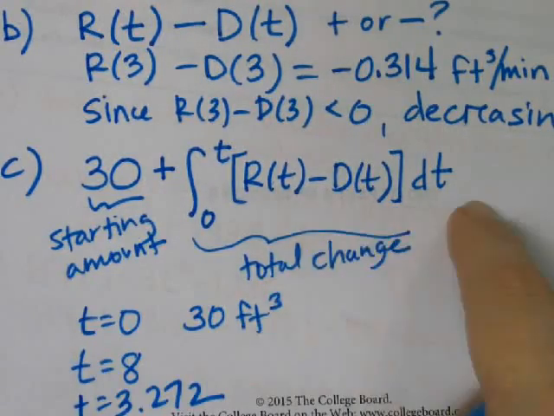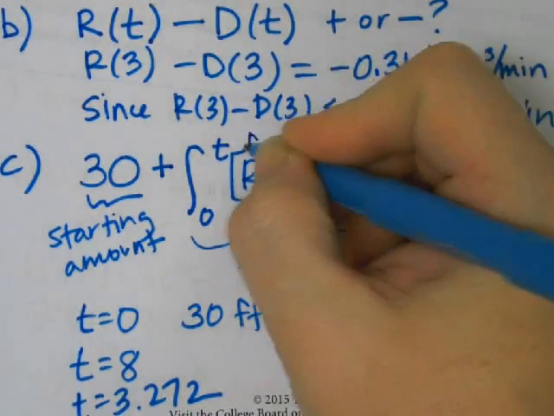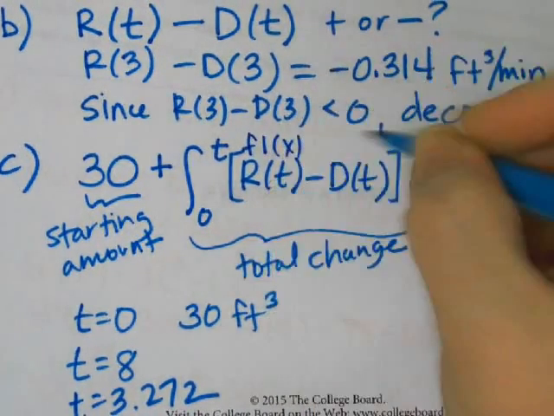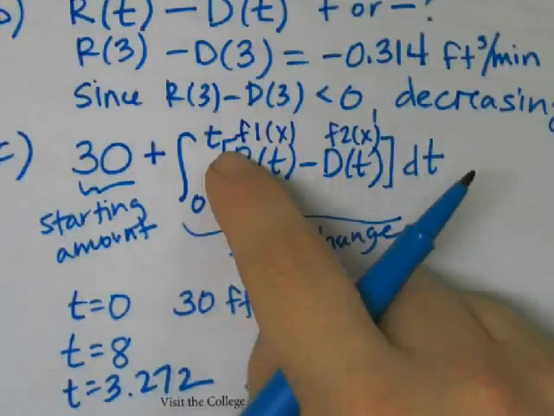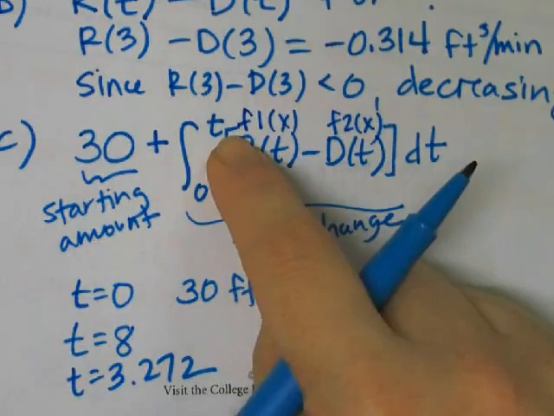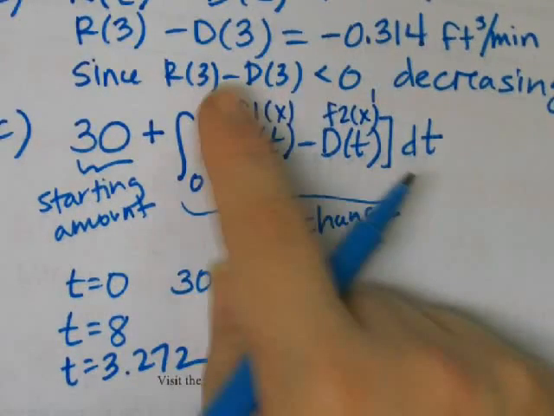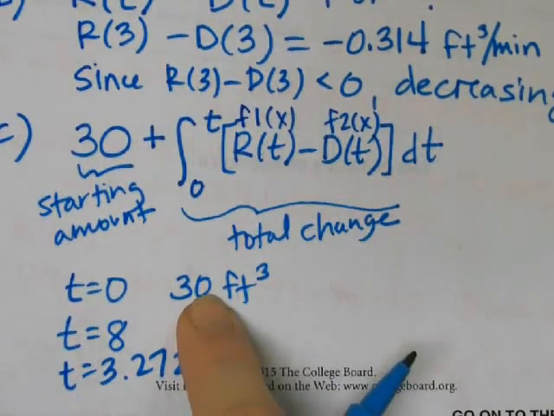Oh, I guess it asked for the time. Oh, it did ask for the time. Sorry, at what time? The amount of water in the pipe is the minimum at time t equals 3.272. And I guess the justification is just showing where you considered all of these.